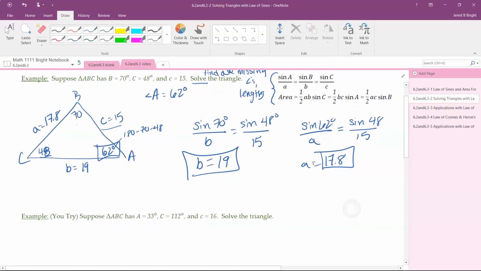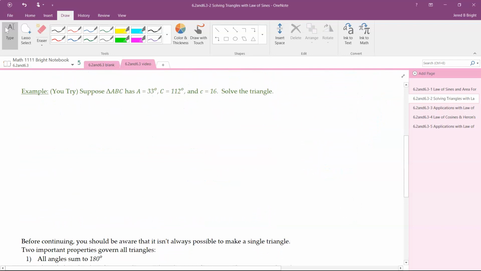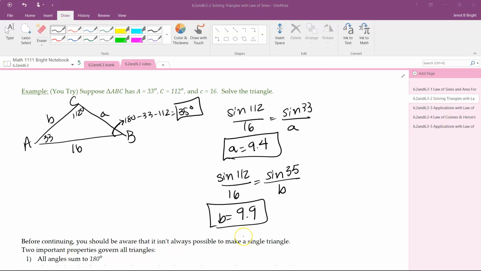I want you to pause the video and try this next one, making use of the law of sines. Resume the video when you're ready to see the solution. And here is the answer.